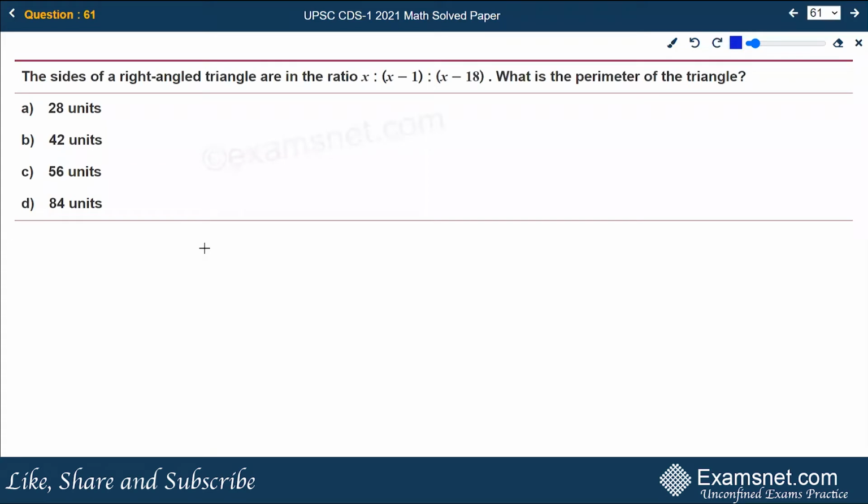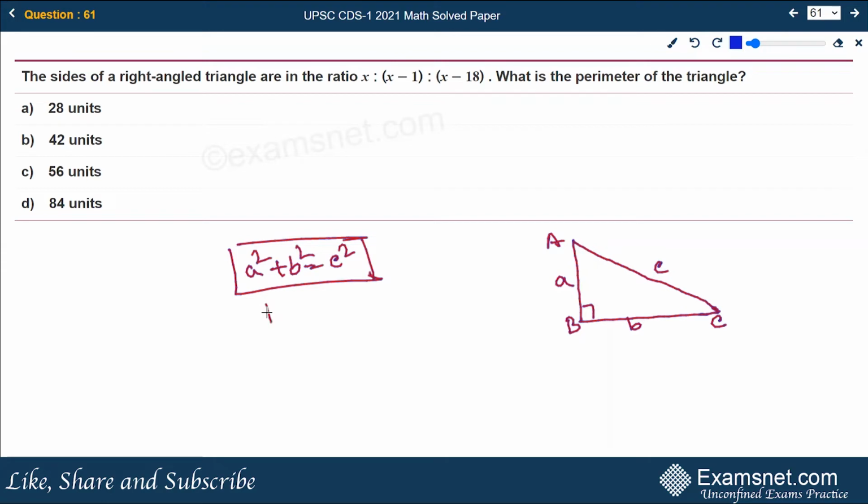In question number 61, we are given that the sides of a right angle triangle are in the ratio x is to x minus 1 is to x minus 18. What is the perimeter of the triangle? If I draw a right angle triangle, let's say the sides are A, B, C. Here angle B is the right angle. So it will satisfy Pythagoras theorem, which states that a square plus b square equals c square.